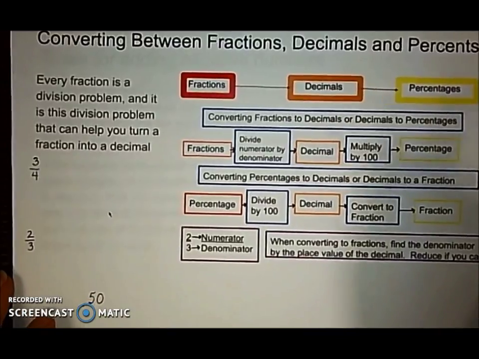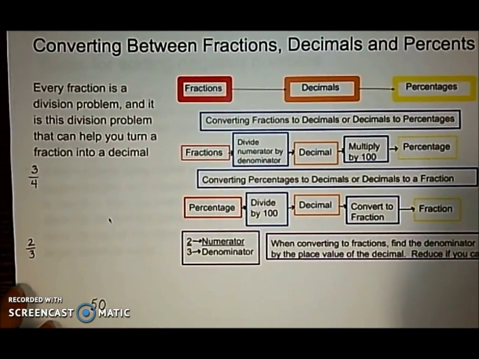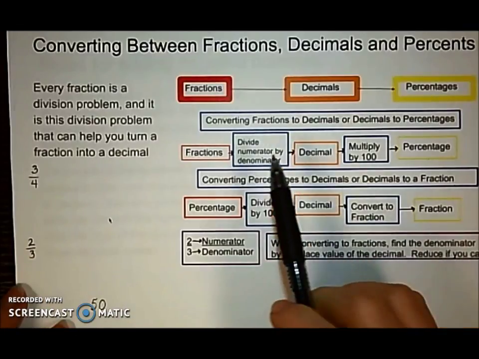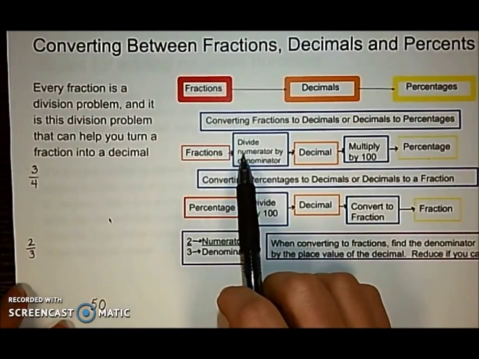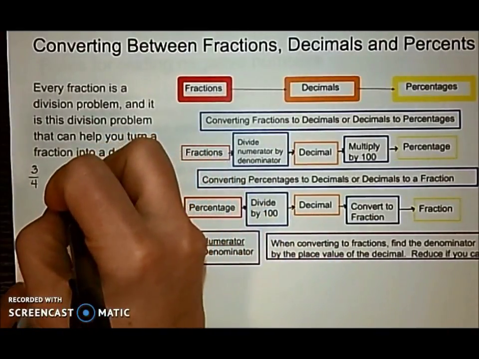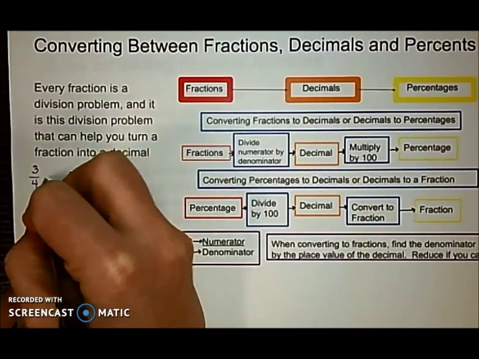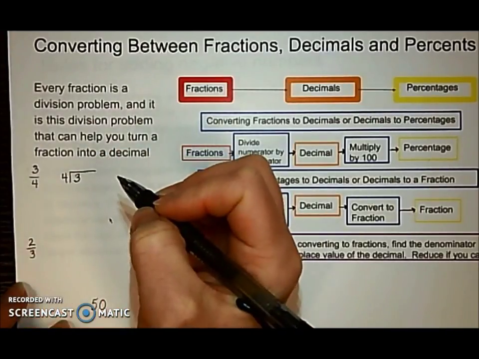If I want to convert then between fractions and decimals and percents, there's some simple rules to follow for that. When I am going from a fraction to a decimal, all I need to do is divide the numerator by the denominator. And so I'm going to demonstrate that over here with 3/4. My numerator always goes inside, my denominator goes outside the house.